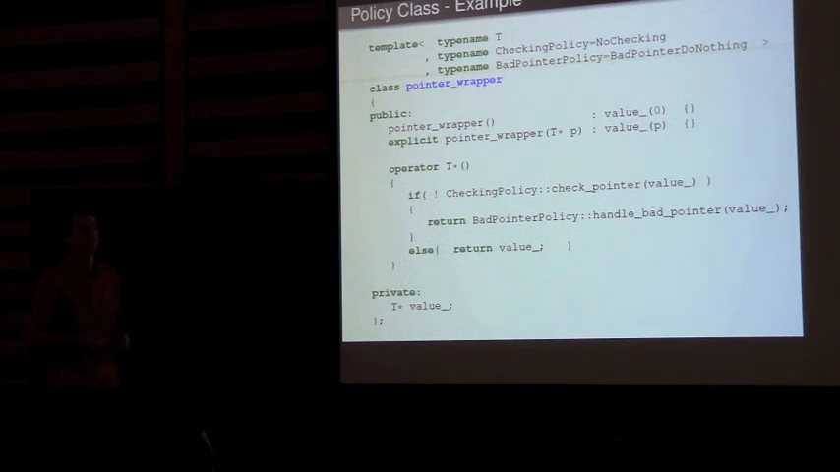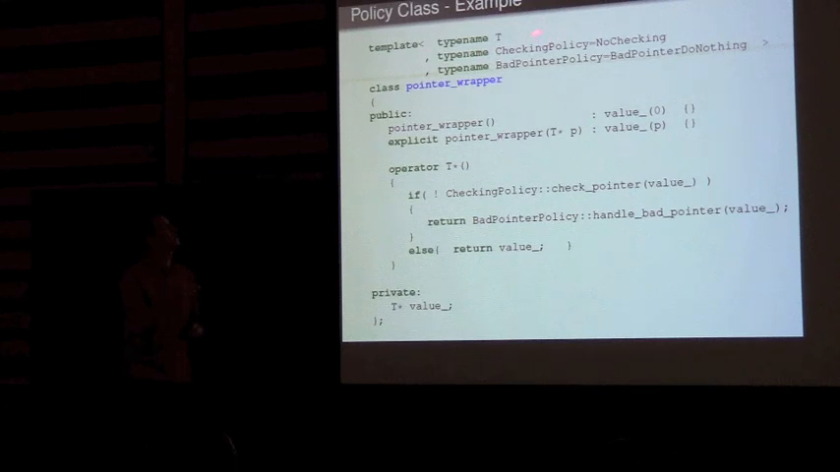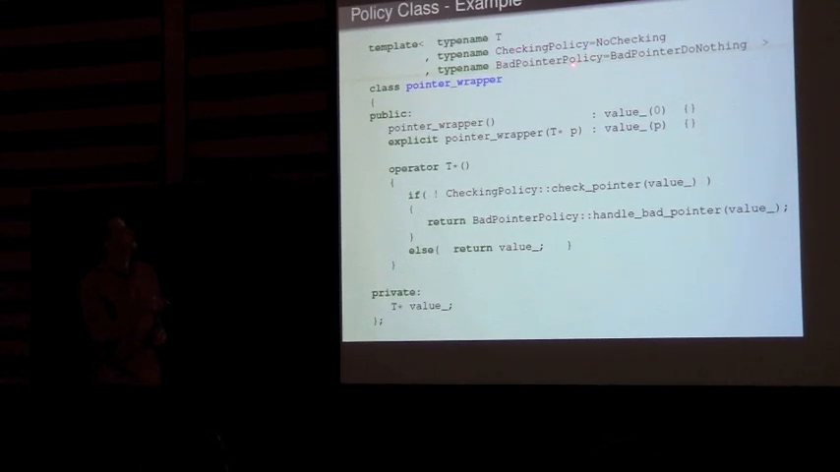We have a pointer wrapper. And pointer wrapper is going to have a couple different template types. It's going to have this thing called T. It's going to have this thing called checking policy that has a default of no checking, bad pointer policy that has a default of bad pointer do nothing. I can construct these pointer wrappers. If I default construct one, then I'm going to store a null internally. Otherwise, I'm going to go ahead and store the pointer how I'm constructing it. And what I'm wanting to do with my wrapper is provide different behaviors that I'm going to set up at compile time of what I want it to do if it encounters a null.